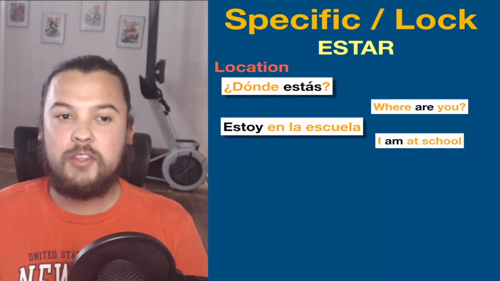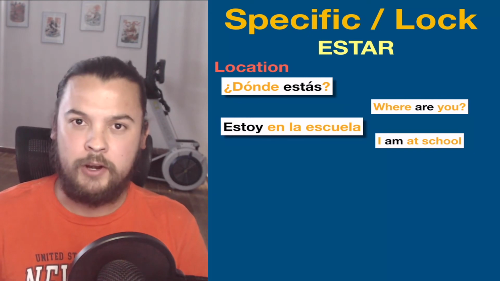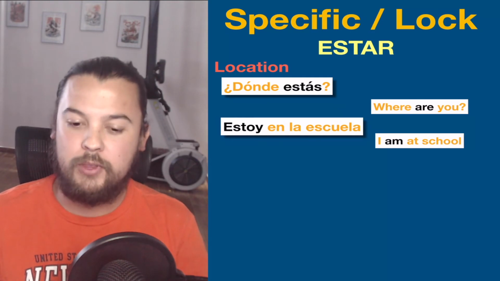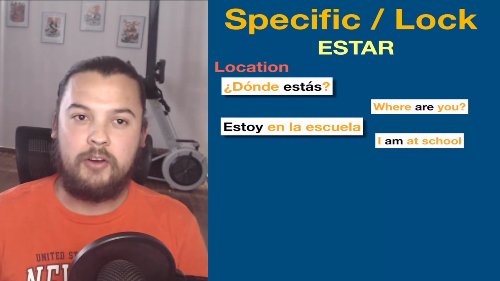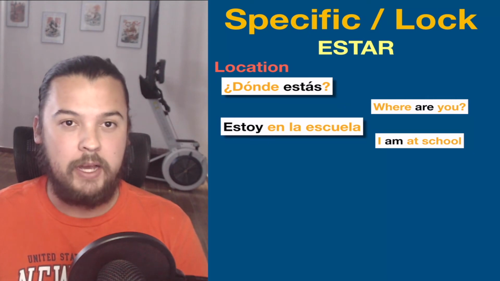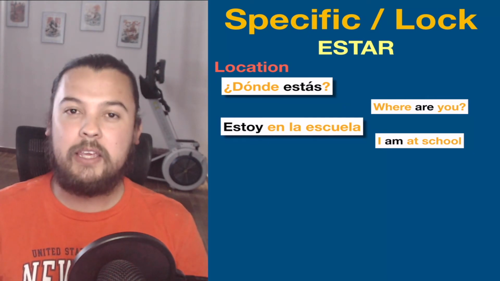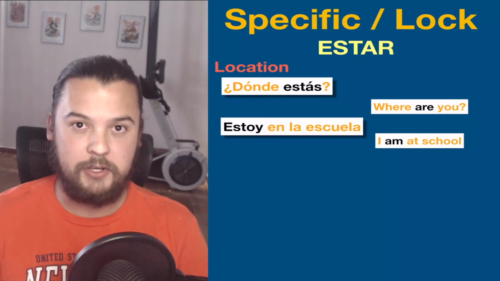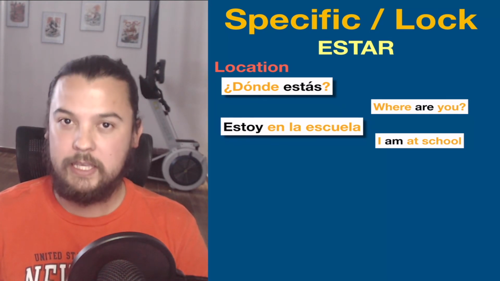For example, ¿dónde estás? Where are you? Where are you located? Where are you displacing some air? Where are you? So, estoy en la escuela. I am at school. So you will be using estar when you talk about the location, but it has to be spatial location, where an object is.